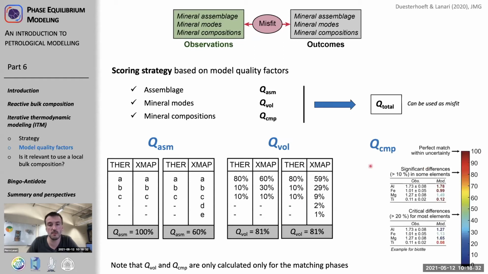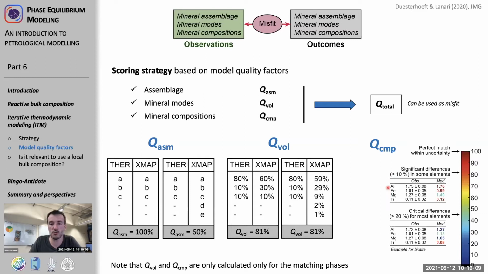And then there are the mineral compositions, and we do exactly the same. We have a complex equation that can calculate the value of QCMP for any mineral, depending on how good the model composition is compared to the observation. I want to show you an example. If the value of QCMP is 100%, then it means that you have a perfect match within the analytical uncertainty of your electron microprobe measurements. If you have a value of 80%, it means that you have some significant differences, usually greater than 10% in some key elements.